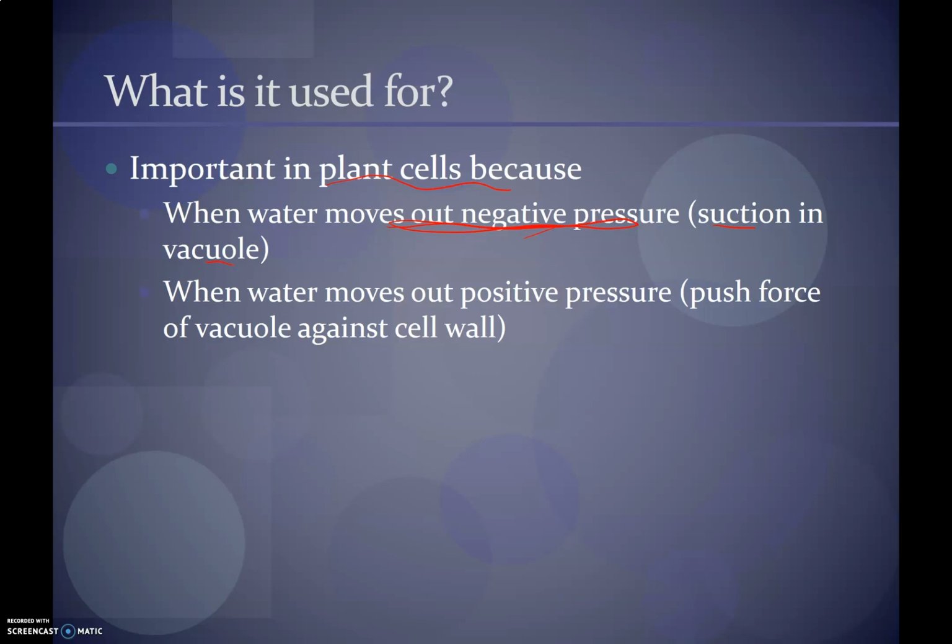If water moves, I should say in, moves into the plant cell, that's me copying and pasting, so that should say in. If water moves into the plant cell, it fills the vacuole, the vacuole blows up and puts pressure against the cell wall, and that creates positive pressure. And we're going to see, in plant cells in particular, the water potential formula is better at predicting how water is going to move, as opposed to just using molarities.